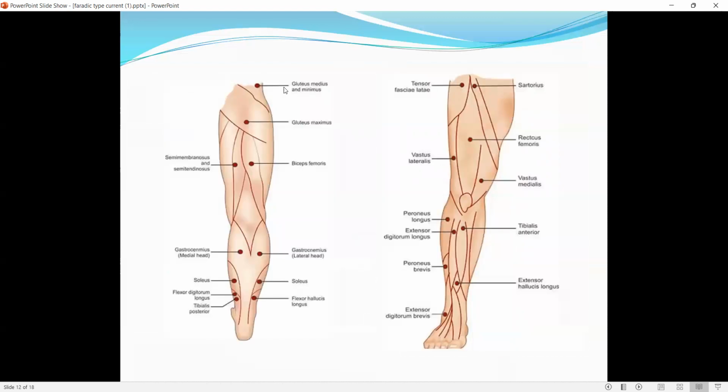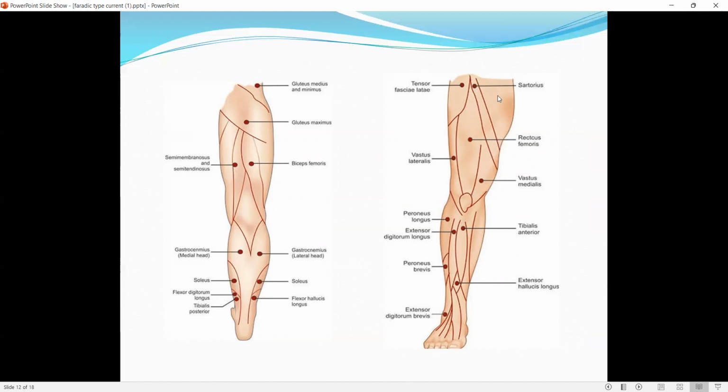Lower limb: the gluteus medius and minimus, gluteus maximus, biceps femoris, and the semitendinosus and semimembranosus, gastrocnemius medial head and gastrocnemius lateral head, soleus, flexor digitorum longus, tibialis posterior, and flexor hallucis longus. This is posterior, and this is anterior.